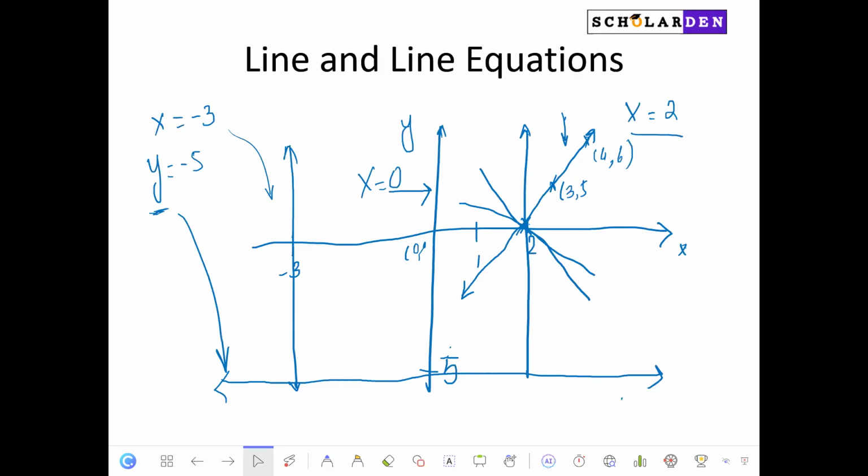Can anybody share if the screen is still stuck? If the screen is still stuck, I'll pause sharing or restart. Okay, thank you very much.